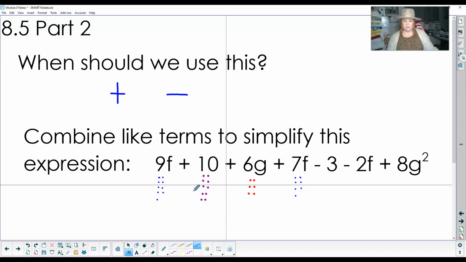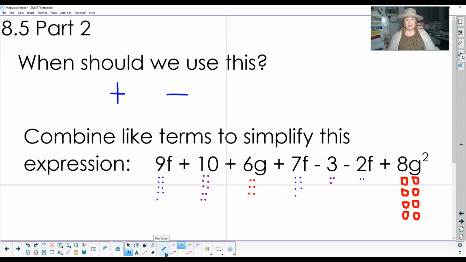I'm going to take away 3, no variable. I made those purple. 1, 2, 3. I've got more F's here. I made F's blue, 2 of those. And then I have G squared. So my G's are red, but notice this is squared. I have 8 G squareds. 1, 2, 3, 4, 5, 6, 7, 8. So this really means G times G. It's going to make that array, that perfect square.